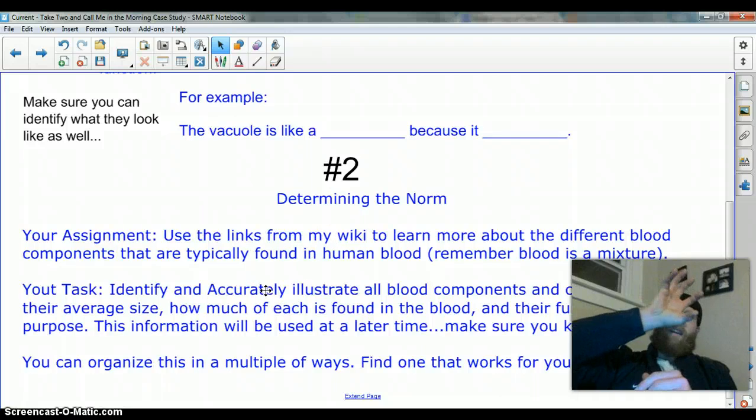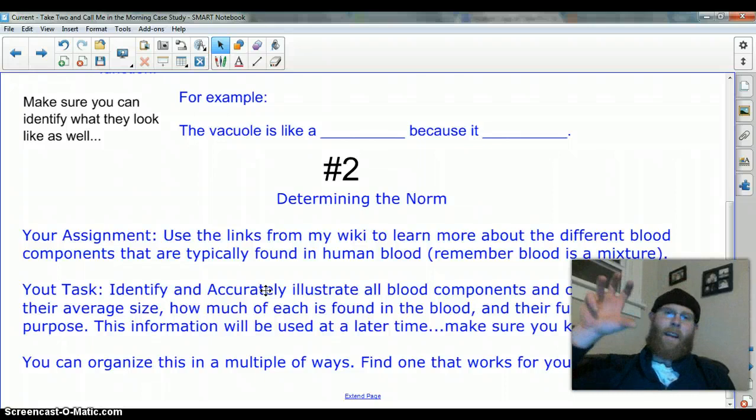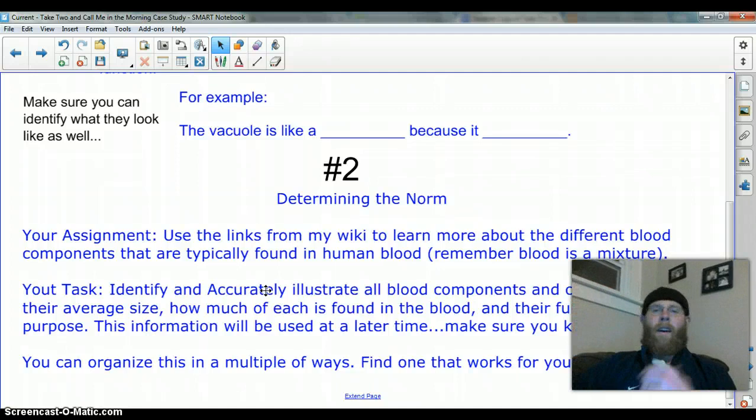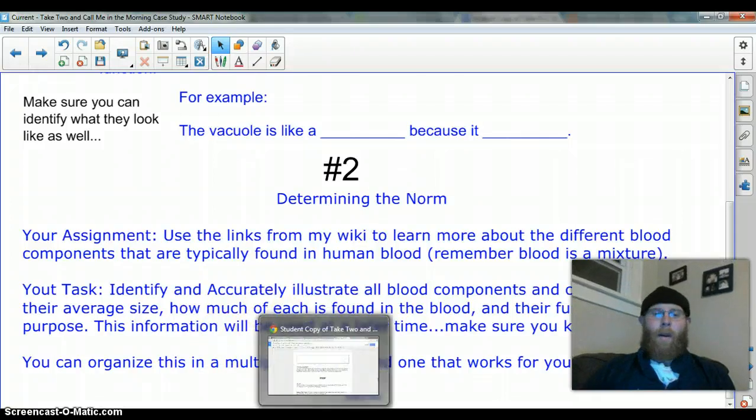It can be each cell type drawn with as much detail and accuracy as possible, with an explanation of what they do and their size and how much of the blood they make up, and then that'll help us move forward into the case study and start narrowing down and figuring out what the heck may be making her sick. So that's your assignment on my website.